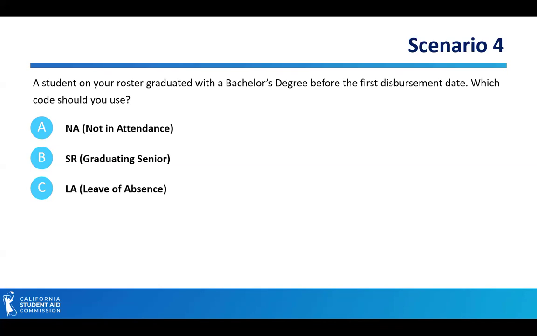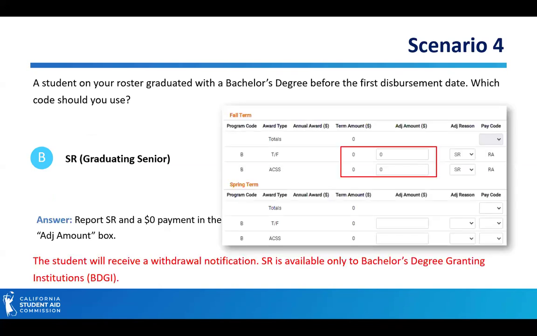And okay, I got one person here that's saying B. Anyone else want to chime in? All right. Yes, everyone in the chat is correct. We will use the SR code. And that's because the student graduated, but because they graduated last term, we're going to put a 0 because they're not due any funds, but it will withdraw their award.